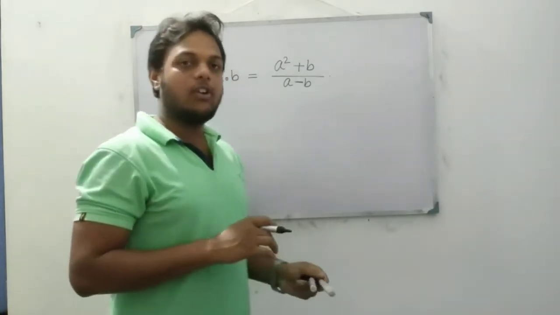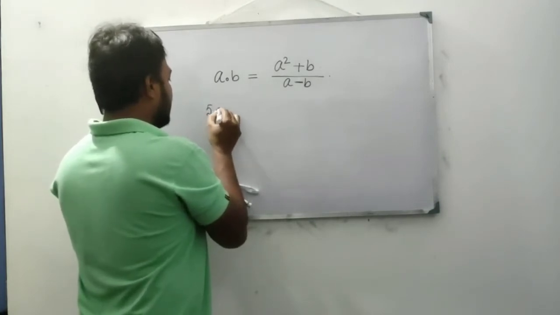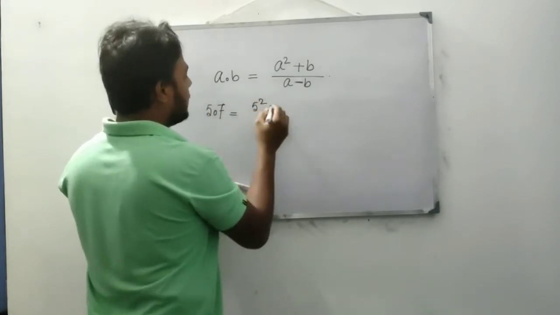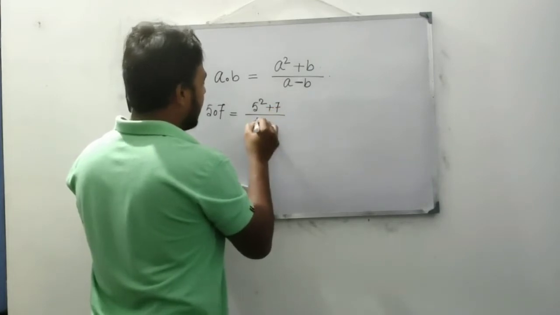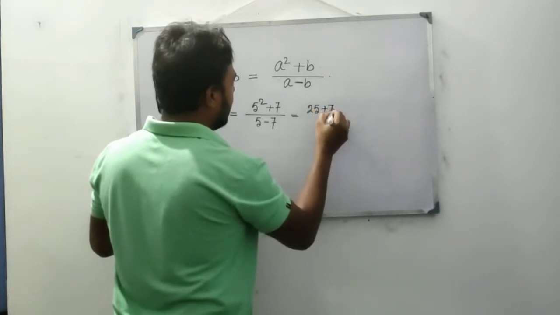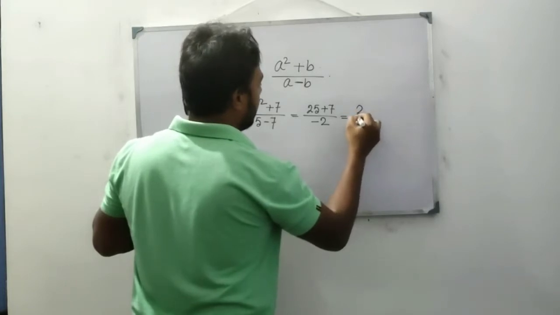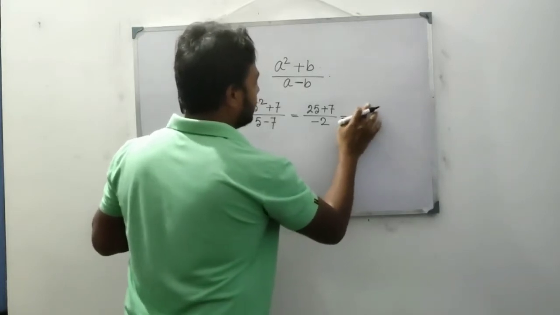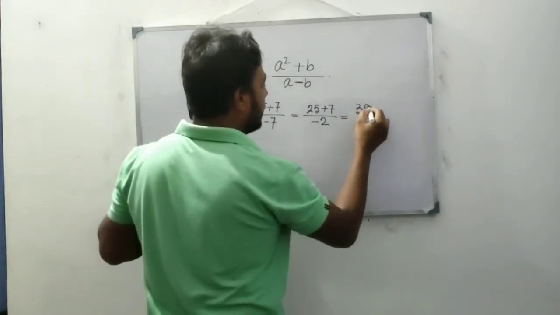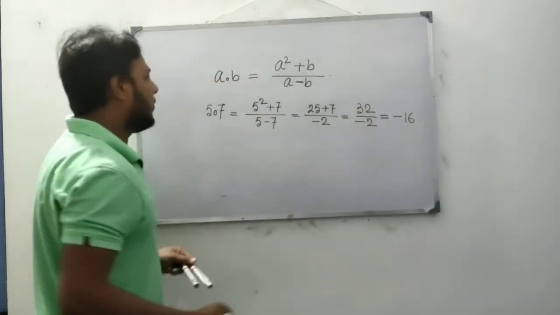Okay, so if I ask you to compute the value of 5 compose 7, then easily you can find it. So 5 compose 7 equals what? Here a means 5 and b means 7, so 5 square plus 7 by 5 minus 7 equals 25 plus 7 by minus 2 equals 32 by minus 2 equals minus 16. Hope you get the idea.